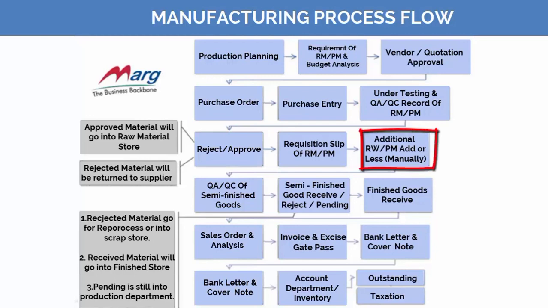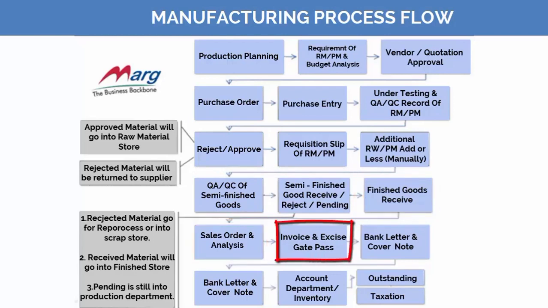If in the requisition slip some raw materials or packing materials are yet to be added, then you can add raw materials or packing material. After the semi-finished goods have been generated in the production department, you have two options: whether you want to send those materials for testing or not. After their testing, some might be rejected and some might be pending. After that, we receive our finished goods, and then we generate a sale order.